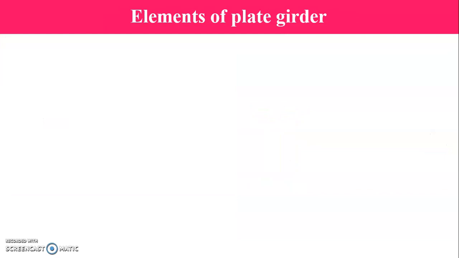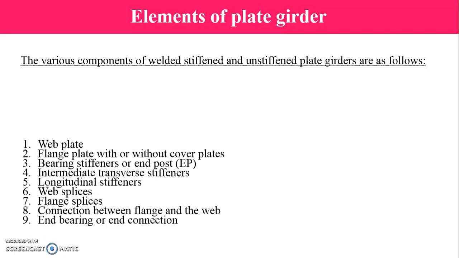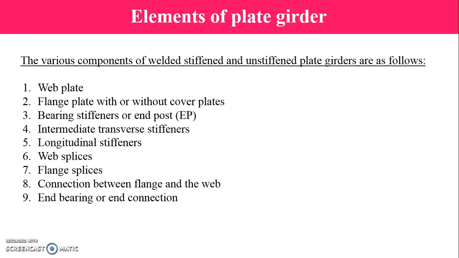Now we will go through the elements of a plate girder. The various components of welded stiffened and unstiffened plate girders are as follows. The first is the web plate, second is the flange plate with or without cover plates, then bearing stiffeners or end post, then intermediate transverse stiffeners, then longitudinal stiffeners, web splices, flange splices, connection between flange and the web, and end bearing or end connection. Here we have used the words stiffened and unstiffened.